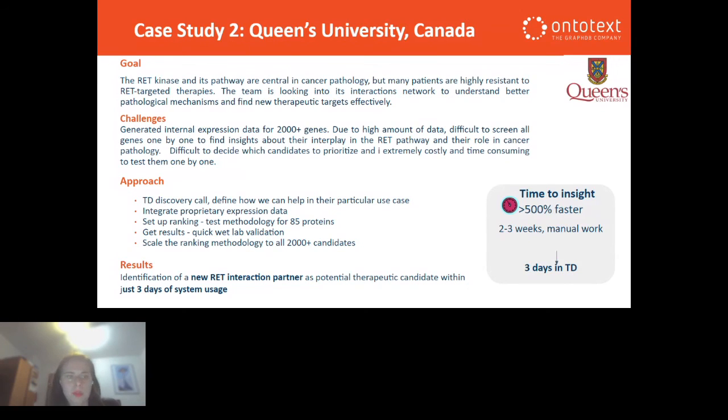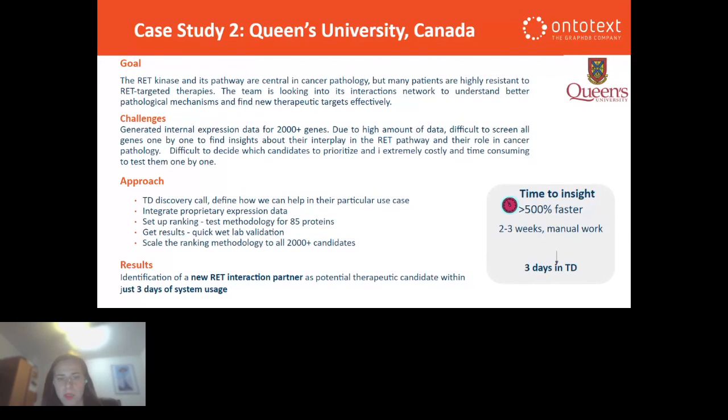So what we did with the customer together is to first have one call in which we learned everything that I just told you. What do they do? What is their challenge? And we define how we can help in their particular use case. Then we integrated the proprietary data from gene expression. Then we set up the ranking methodology, and the lab tested it on top of 85 of these 2,000 genes or proteins. And they were actually really happy with the first iteration. They still did two more so that their ranking can be further enhanced. And after that, we're going to scale all of these to 2,000 plus candidates.